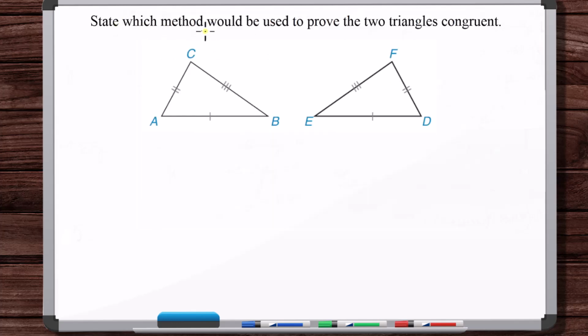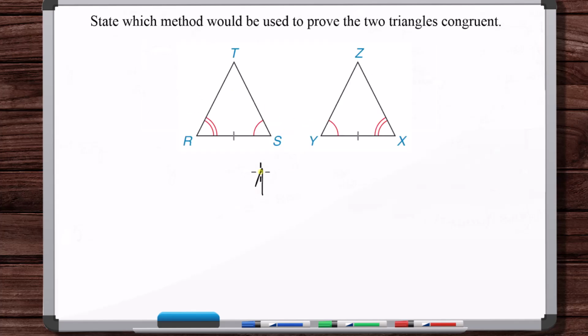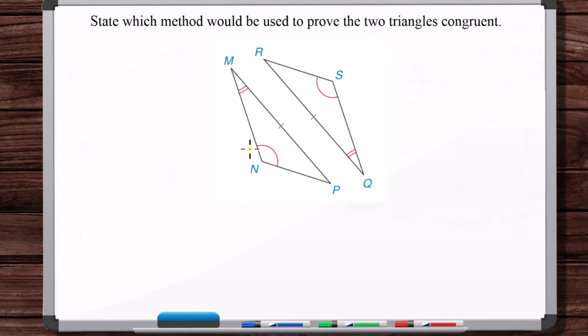State which method would be used to prove the two triangles congruent. Okay, well, this would be side, side, side. We've got three congruent sides. Okay, this would be angle, side, angle. We've got two congruent angles with a side included between them. Okay, this would be, we would say side, angle, angle.